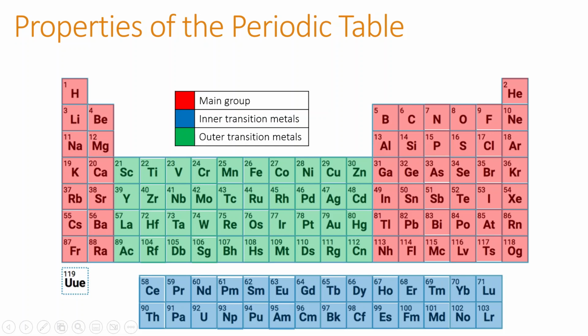So the first question is asking us to label the main group, the inner and outer transition metals. So the main group is also sometimes called the representative elements, and that's because these elements follow periodic trends very accurately. So some of the transition metals kind of break the trend, but our main group elements always follow our trends.